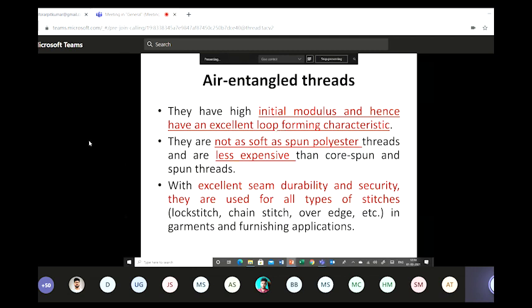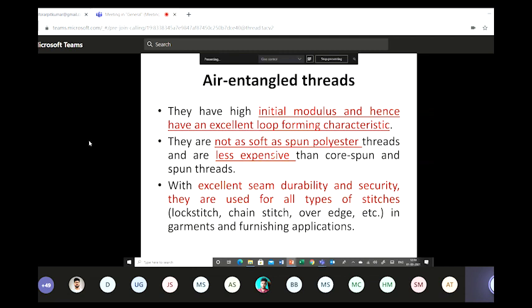And since they are also not soft like spun polyester threads, the basic material is the staple fibers, and packing up the staple fibers is very difficult. So you always end up having very high bulk. Because of the bulk, they are soft. The spun polyester threads are very soft. But here we don't have that much bulk. Some loops are there, but it is not as bulky as the spun polyester.